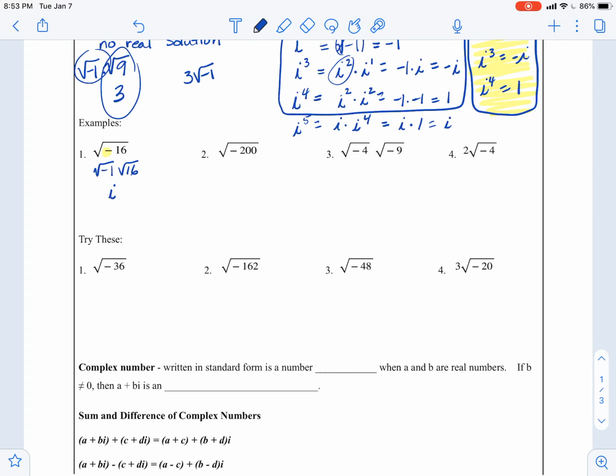Square root of 16 is 4. And now here's another thing. An unwritten rule, if you want to call it that, is they always put the i second, okay? And this is where it comes into our complex numbers, okay?